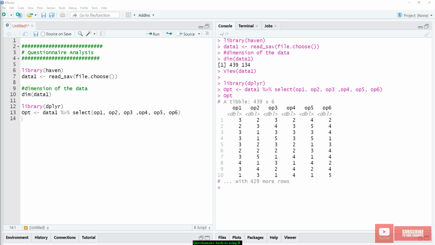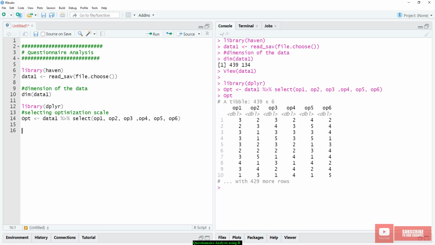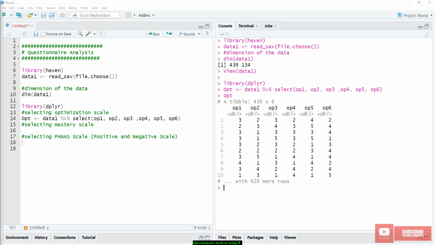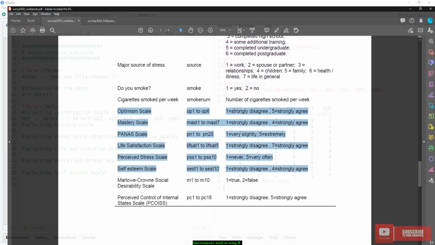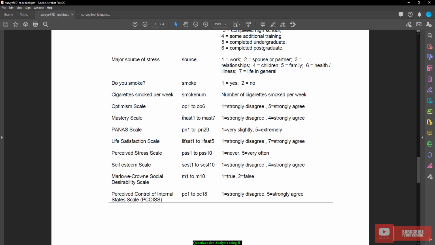So now, your task, I want you to select, take out the mastery scale as well. So this is, we are selecting the optimization scale. So now your task is to select out the mastery scale, panas scale, right? And then life satisfaction, and then perceived stress scale. And the one is self-esteem scale. Try to extract this out. So how to know which variable to extract? So go back to your code book. Look at this one, mastery scale. So from MAST 1 to MAST 7. So please do this. I'm giving you 5 minutes to do that. Right, nanti kita continue. 5 minutes, very simple.